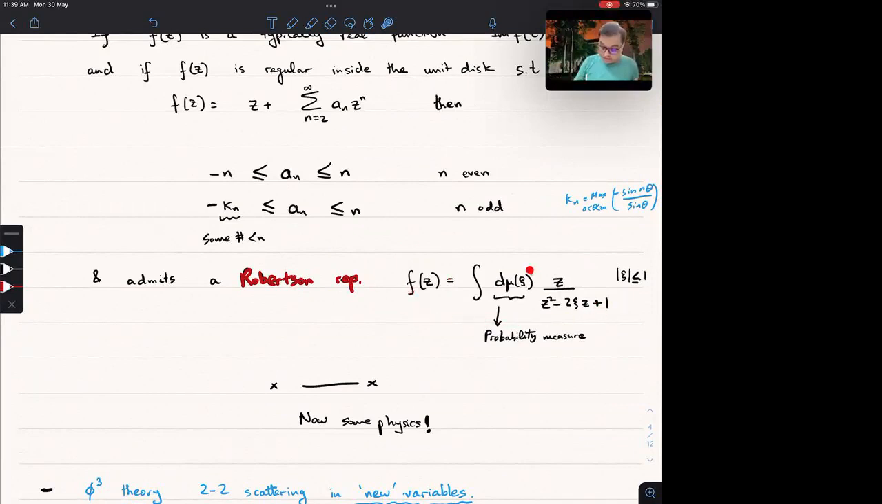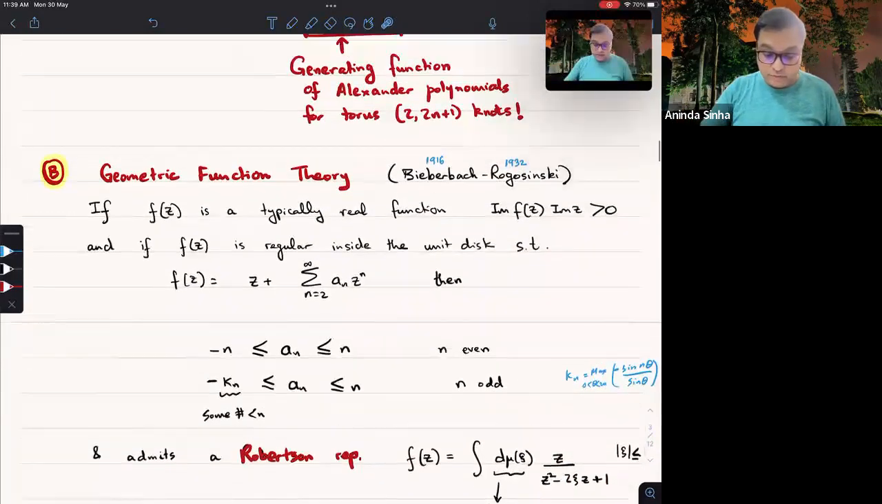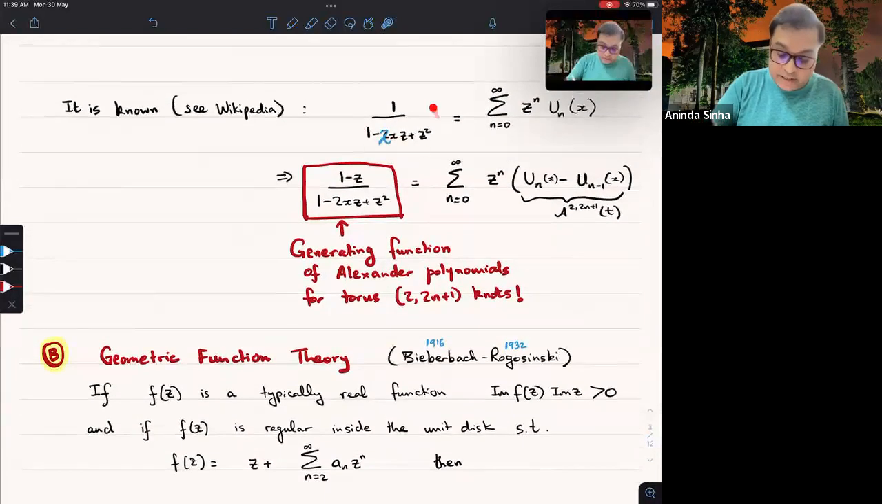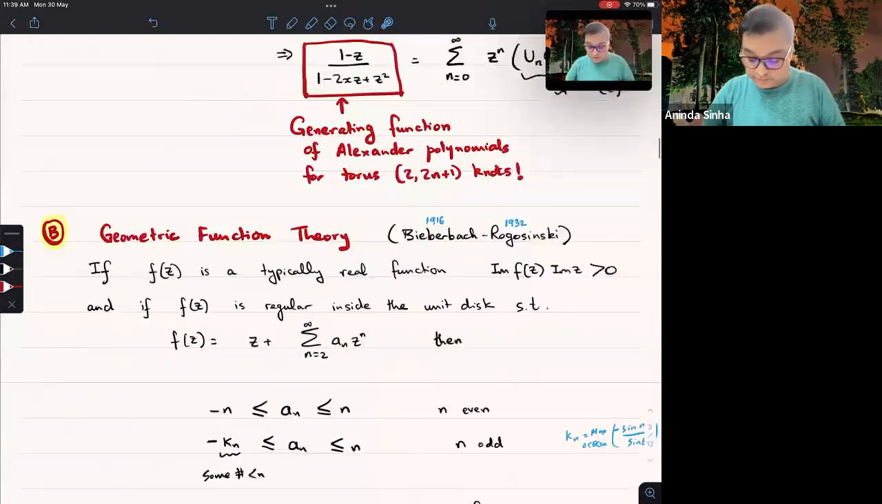So just quickly, there is a probabilistic measure factor where I'm integrating over psi, and then there is a kernel which looks like z over z square minus 2 psi z plus 1. And of course, now you begin to see that there is a connection with whatever I have been saying so far. So this is the generating function of the Chebyshev polynomials, and as a result, they will also be connected with Alexander polynomials.